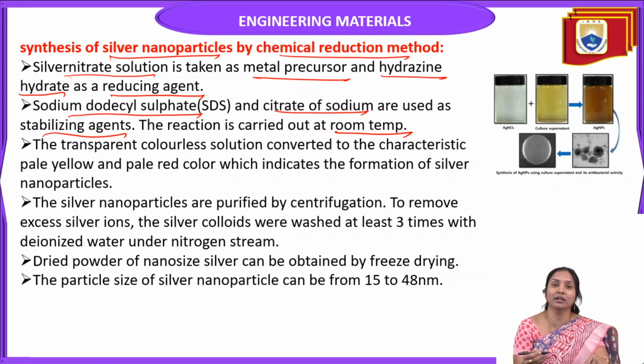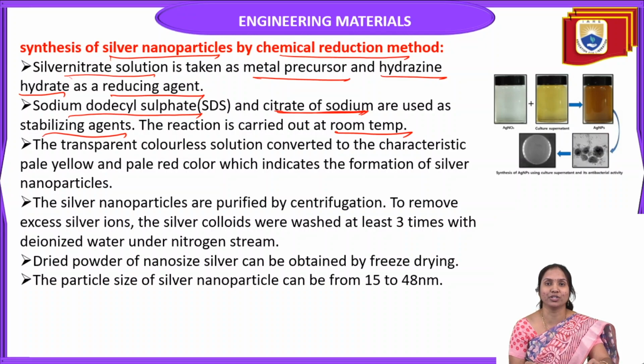So how can we prepare silver nanoparticles by using this chemical reduction method? First we take the metal salt solution, silver nitrate, because we are preparing silver nanoparticles. Silver nitrate solution is taken as a metal precursor, and hydrazine hydrate is used as a reducing agent. And what is the stabilizing agent used? Sodium dodecyl sulfate or sodium citrate is used as a stabilizing agent. The reaction is carried out at room temperature.